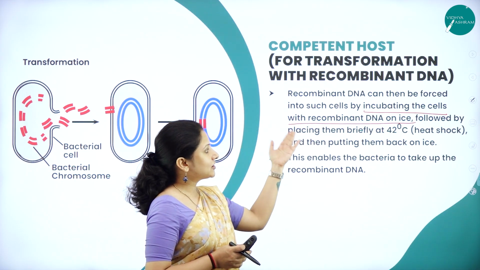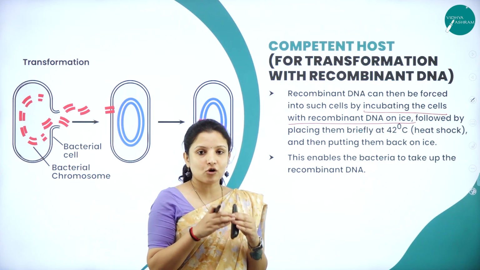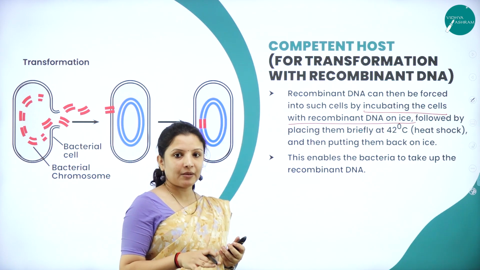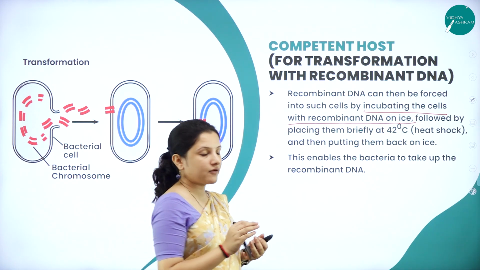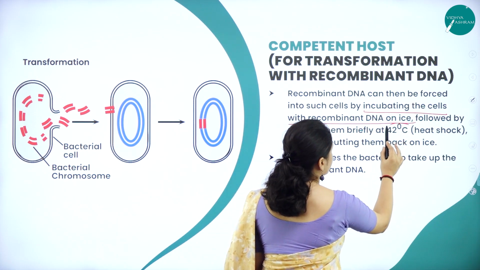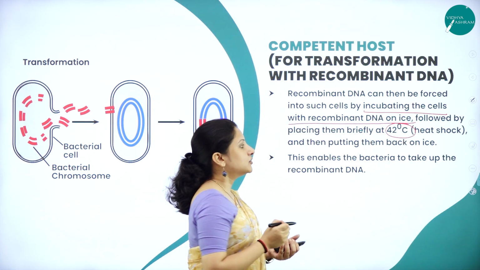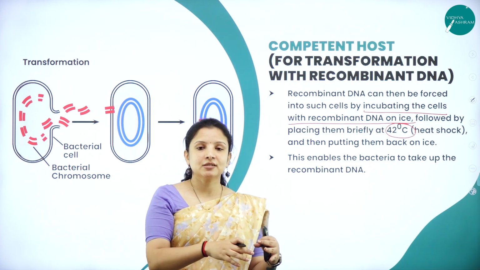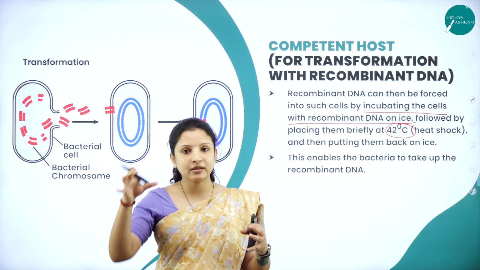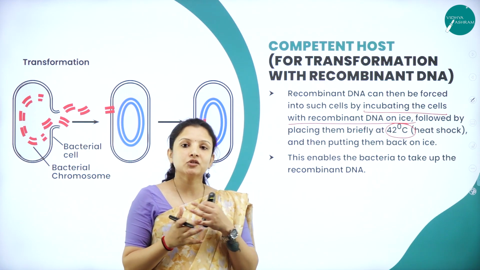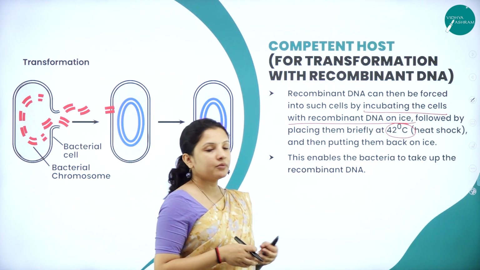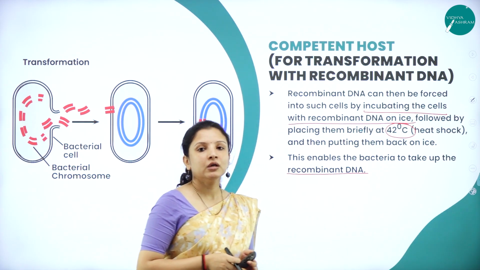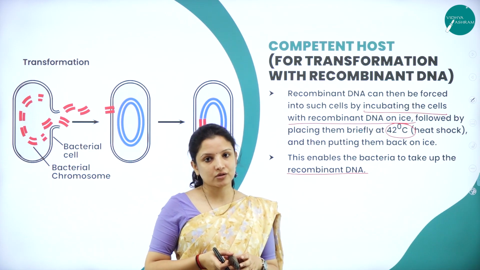So the bacterial cells will be incubated along with the recombinant DNA on ice, and after putting them in ice, a heat shock will be given. That is, it will be put in a temperature of 42 degrees Celsius. And again it will be put in ice. So when it is first in ice, then under high temperature, and then again back in ice, this change in temperature will enable the bacteria to take up the recombinant DNA. So that is how the recombinant DNA is introduced into the bacteria.